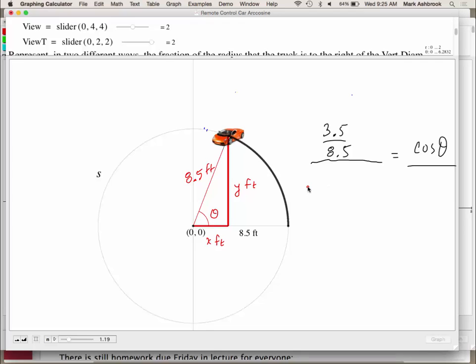Okay, so now I want you to express the car's vertical distance above the horizontal diameter as a fraction of the radius in 2 different ways. And this will be easy. You all know how to do this now. So in 2 different ways, express the vertical distance above the horizontal diameter as a fraction of the radius. What's one way? Y over 8.5. The other way? Sine theta.